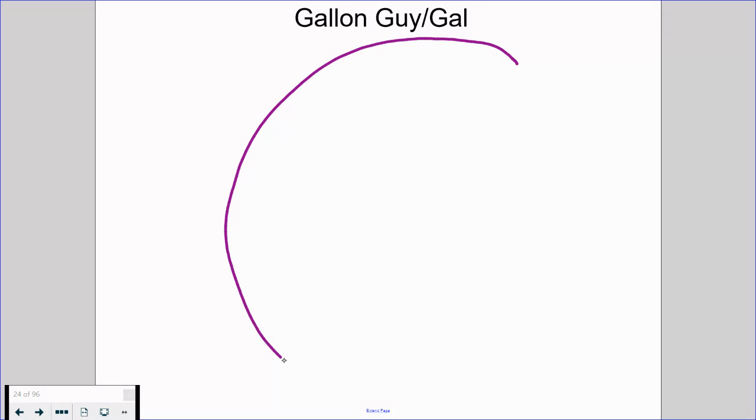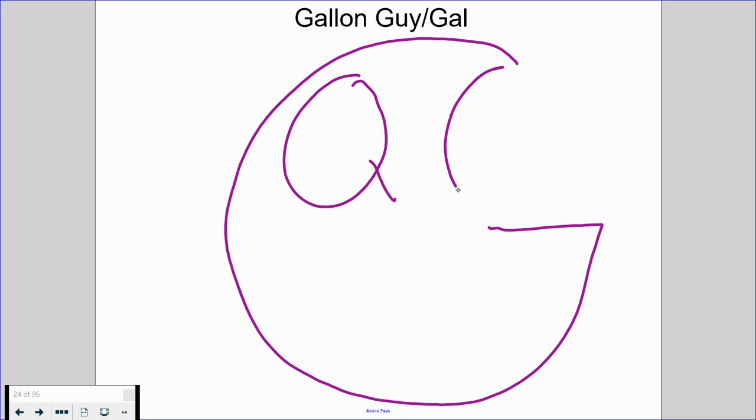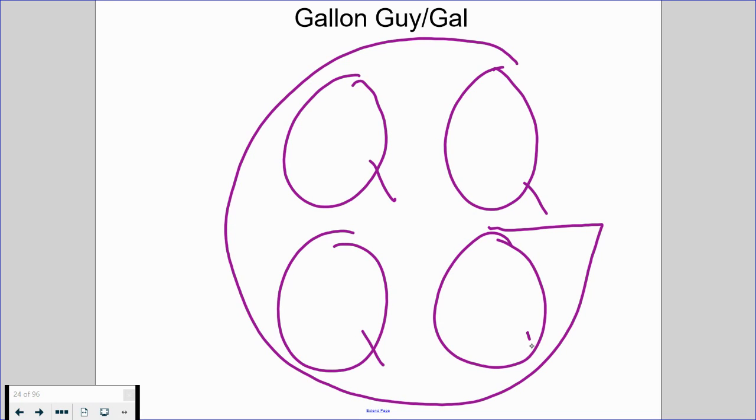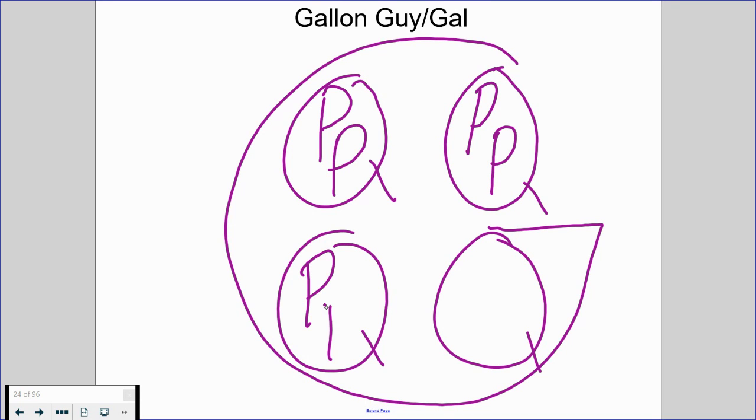Okay, so it starts with the largest G that you could possibly make. That G represents 1 gallon. Within each gallon, there are 4 quarts. Again, keep them pretty large so you have plenty of space. Within each quart, there are 2 pints. So keep it going. And within each pint, there are 2 cups.